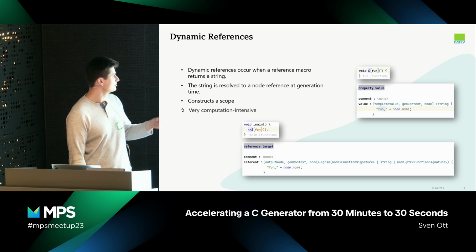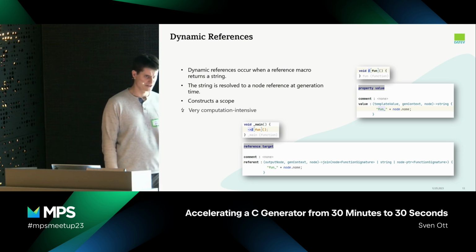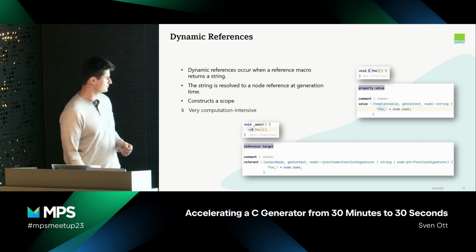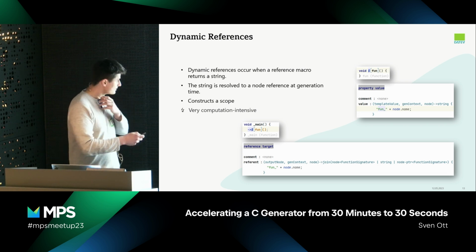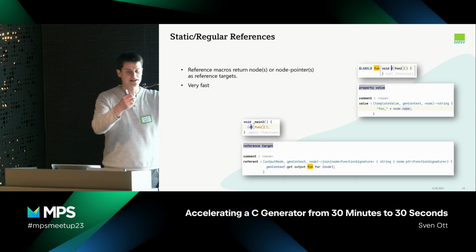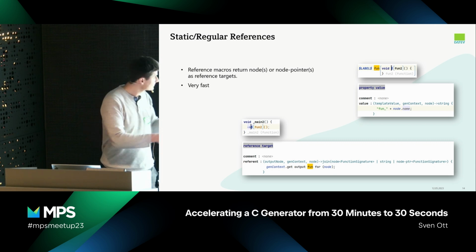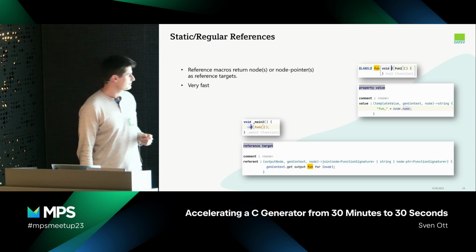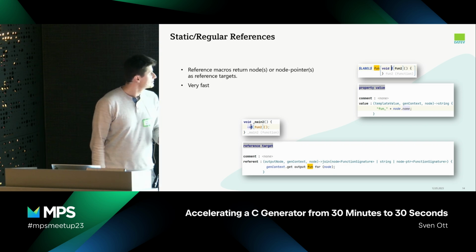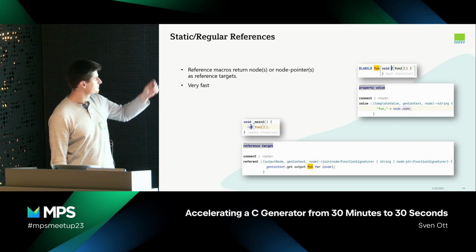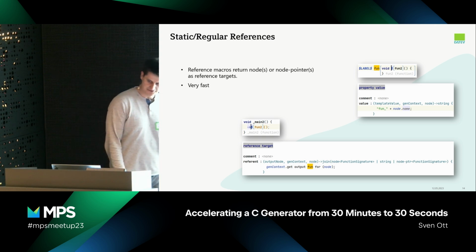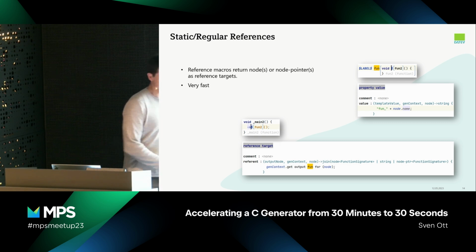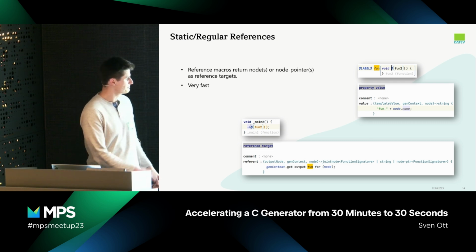And constructing that scope is very computation intensive. So if you have a lot of those dynamic references, and we had 150, you will spend a lot of time with computations. On the other hand, we have static references, or in the model generation reports, those are called regular references. Static references are reference macros where a node pointer or a node is returned. And this is really fast. We usually do this using mapping labels.